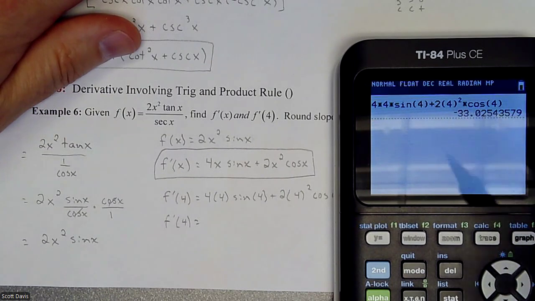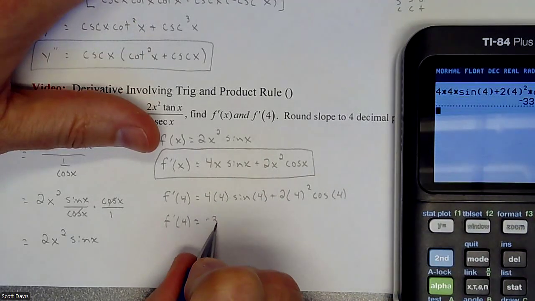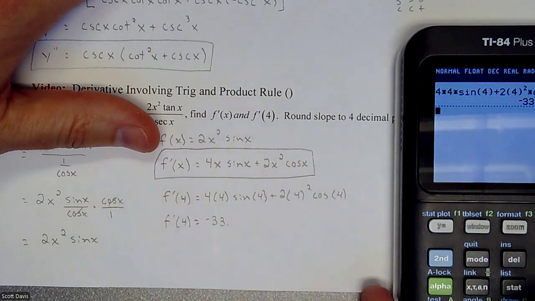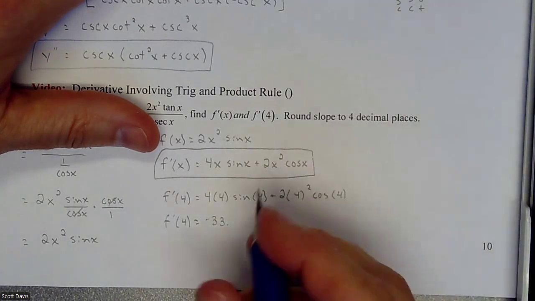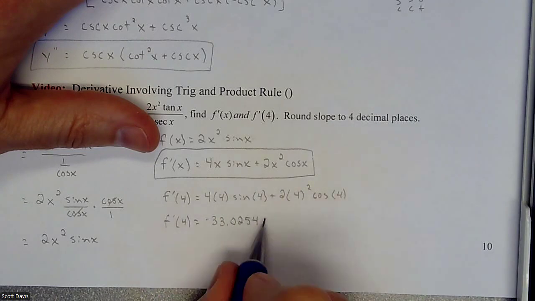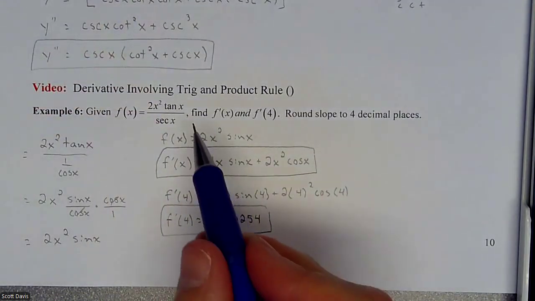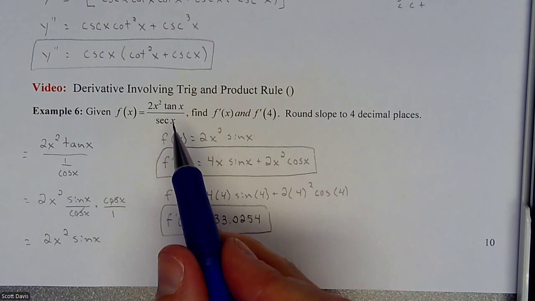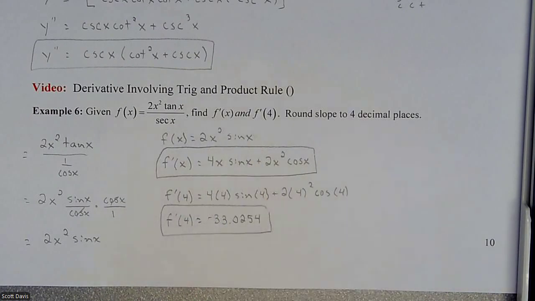and I get negative 33.0254. All right, and that is us being able to manipulate a trig problem, because trig has way more types of possibilities of substituting in for different values, and maybe we have created a problem that's easier to work with.